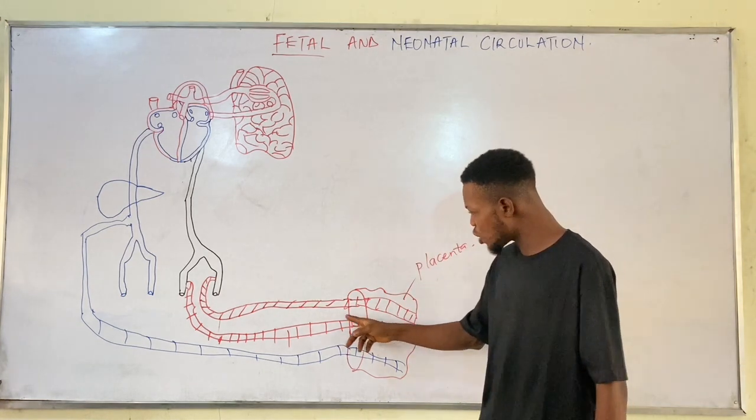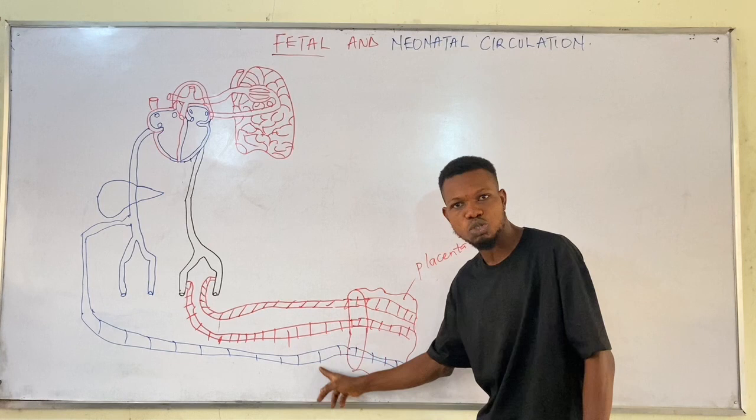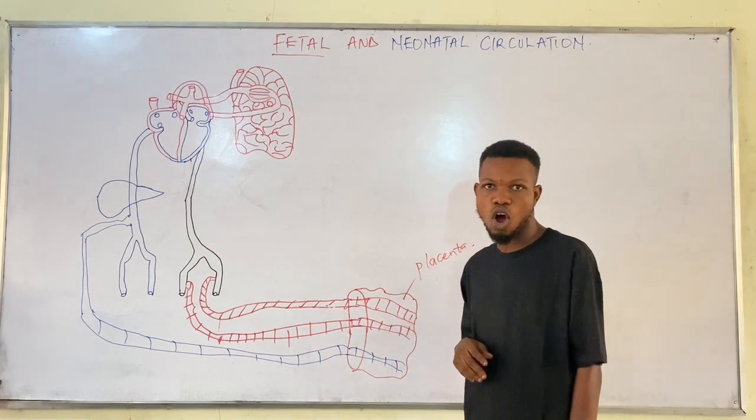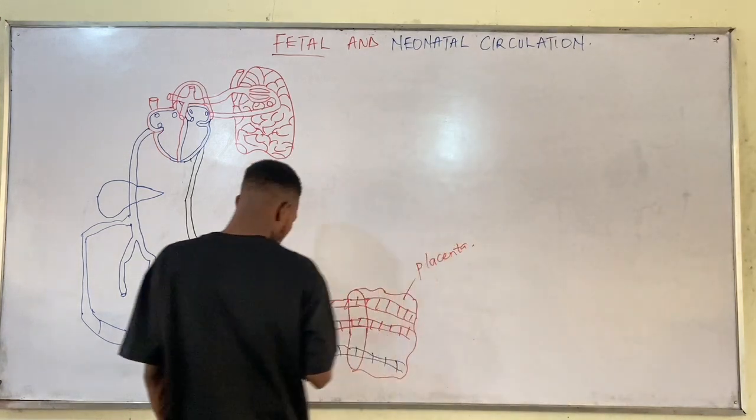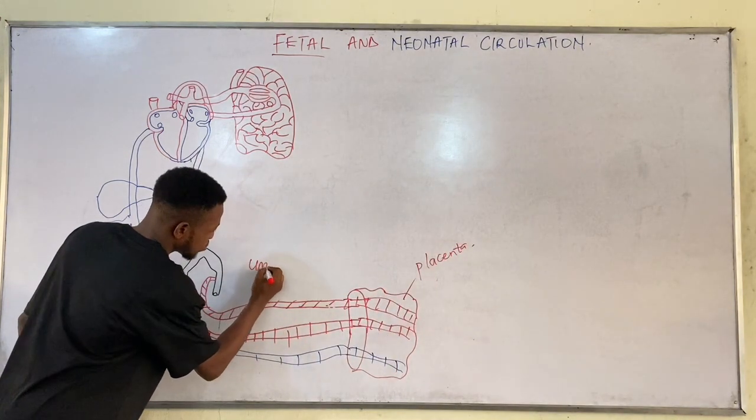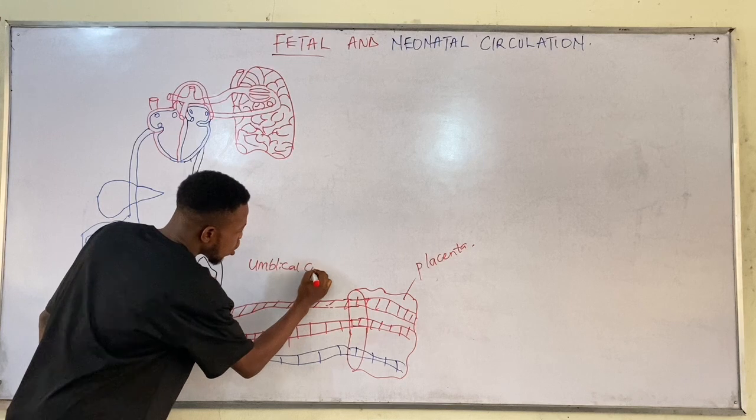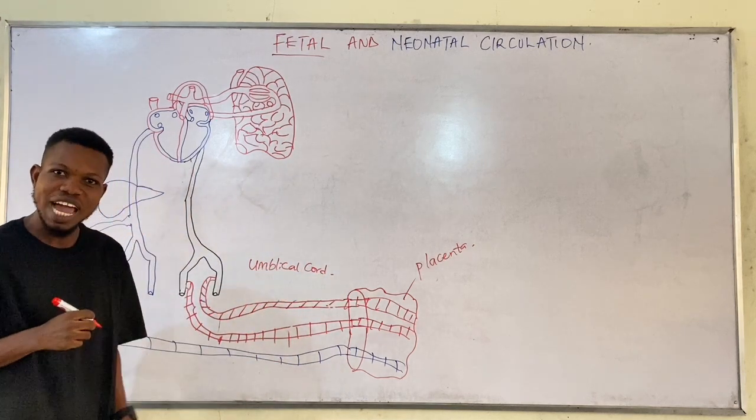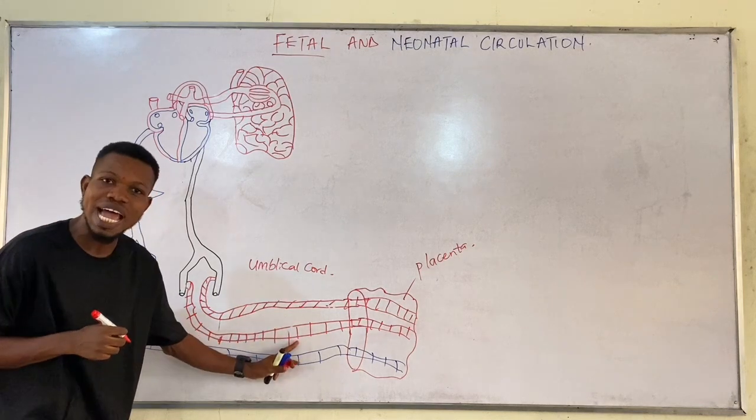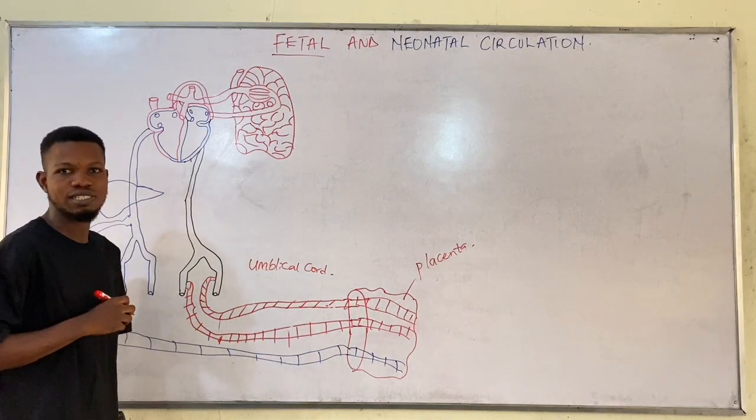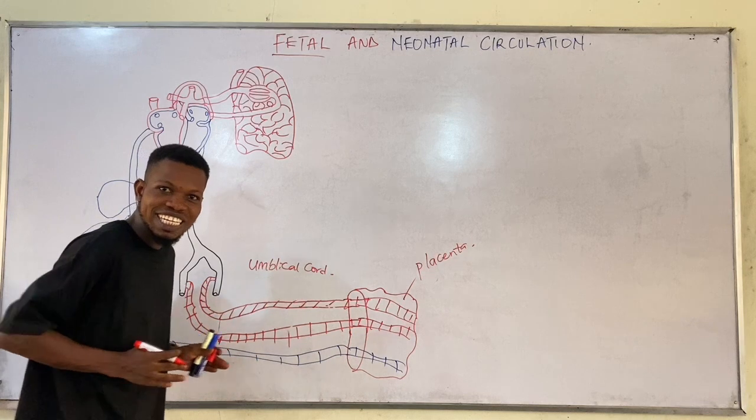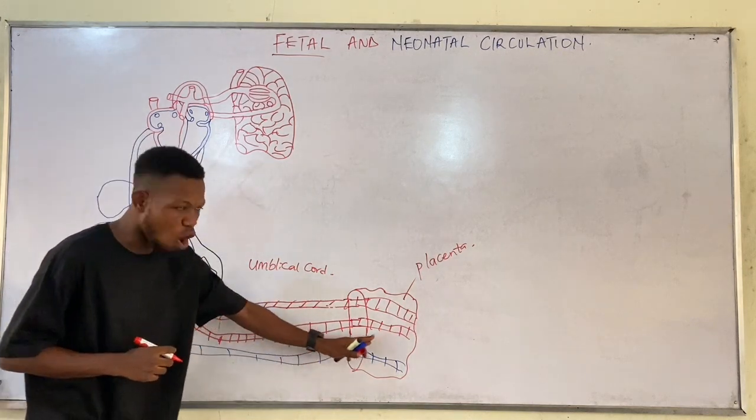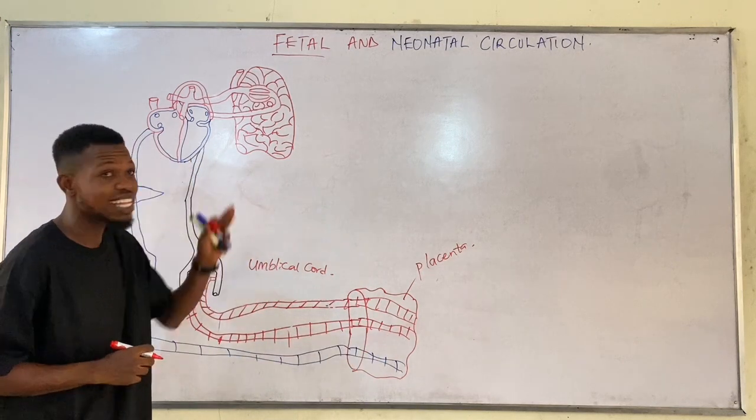And if you don't forget, you notice that there are three structures connected to the placenta. These are what we call the umbilical cord. Now looking at this umbilical cord, the umbilical cord is made up of two umbilical arteries and one umbilical vein that are draining into the placenta. Now I want to talk about fetal circulation.